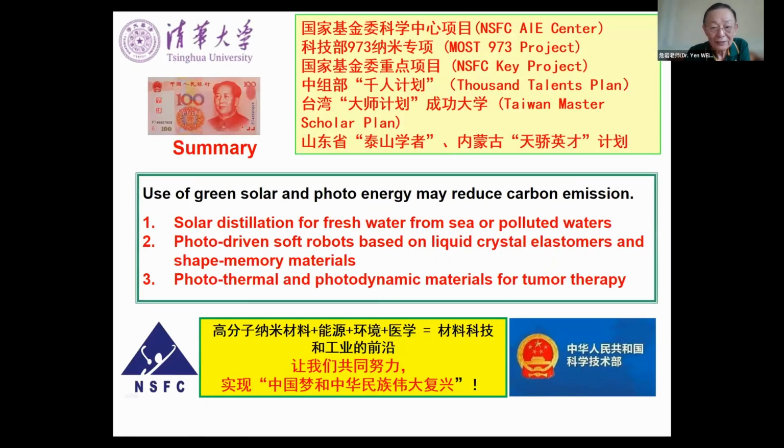But finally, just a summary. Using green solar and photo energy may reduce carbon emission, of course, that's linked. Okay, solar distillation for fresh water has been quite successful in our lab, and we try to scale it up. The photo-driven soft flow bath, that's fun stuff based on polymers. And the last is photothermal and photodynamic material for tumor therapy.